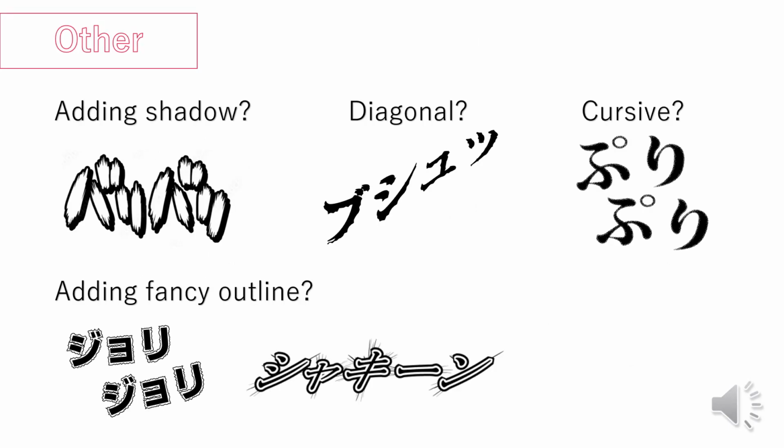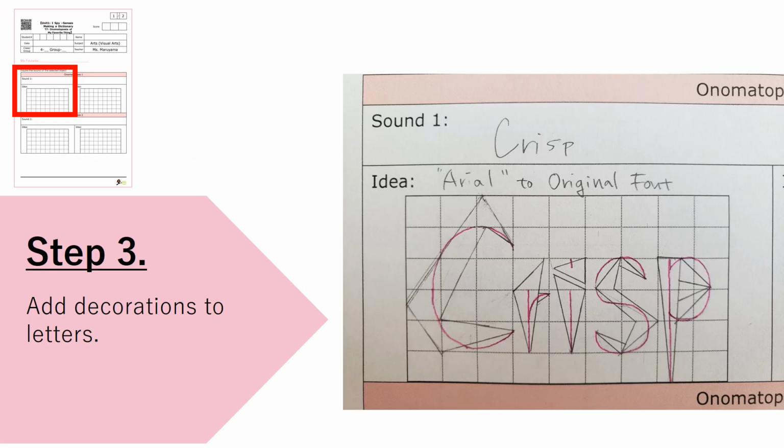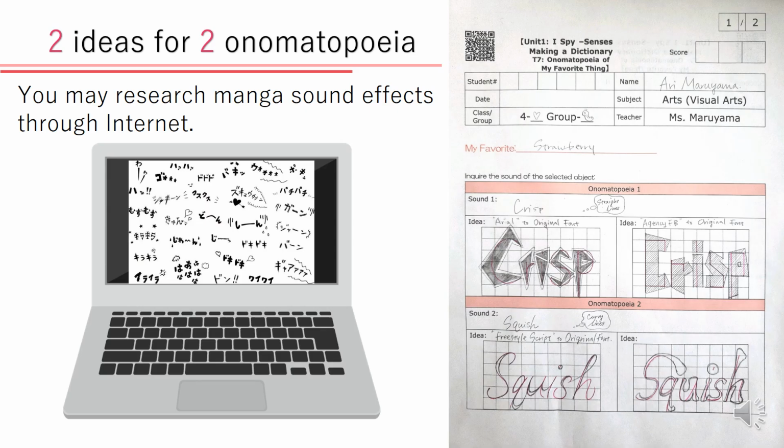And even more, do you want to add shadow or make your letters diagonal or cursive, or you can even add more fancy outlines. You have to come up with 2 different types of sound or onomatopoeia in the worksheet, and you also have to come up with 4 different decorations in the worksheet. So when you get stuck with ideas, you may research manga sound effects through the internet.